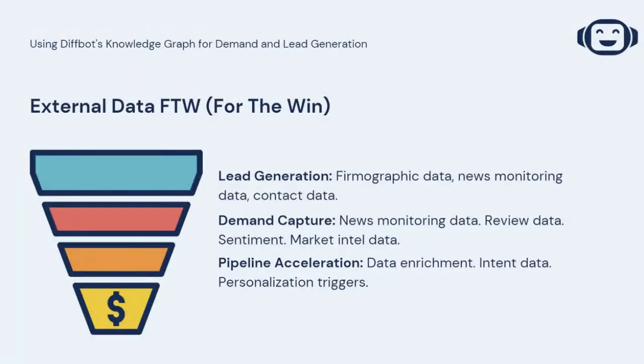And then finally, we have pipeline acceleration. So here we may be looking at many of the news monitoring and firmographic fields mentioned in other stages, but they're attached to other outputs. It's more about how you can segment an existing audience. Can you personalize messaging? Can you determine when a good time to reach out is? What are your personal best practices for supporting sales or self-service?